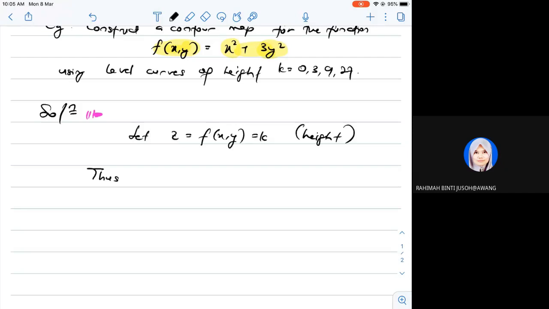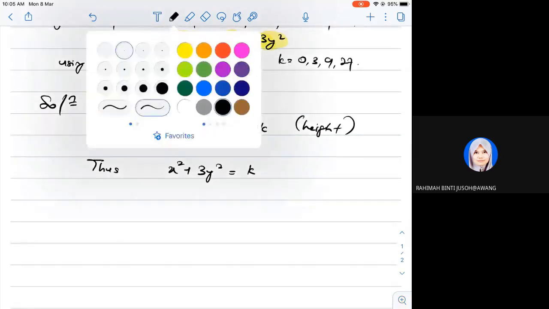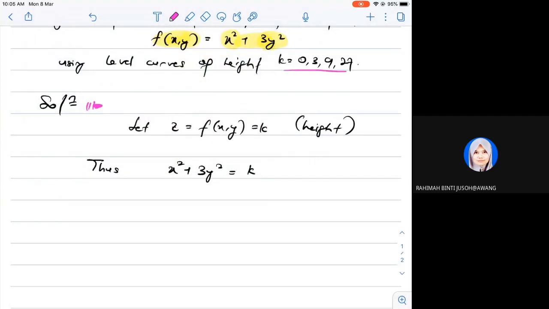f(x,y) is actually x squared plus 3y squared, isn't it? So x squared plus 3y squared equals k, because z equals f(x,y) and f(x,y) equals k. Therefore, the function is equivalent to k. Now we are given the values of k equals 0, 3, 9, and 27.